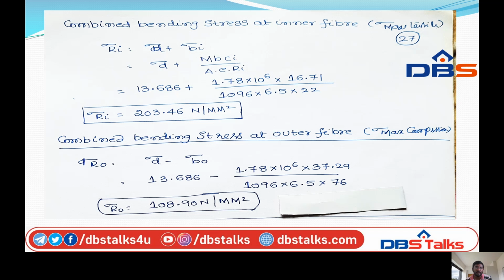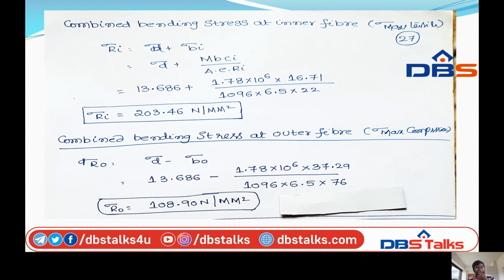Maximum tensile sigma Ri is equal to sigma d plus sigma Bi. So that is equal to sigma d plus MB into Ci by capital A into small a into Ri. That is equal to 13.686 plus MB 1.78 into 10 power 6 into Ci 16.71 divided by 1096 into small e 6.5 into Ri 22. So we can calculate Ri is equal to 203.46 Newton per mm square. This is the total length of the section.